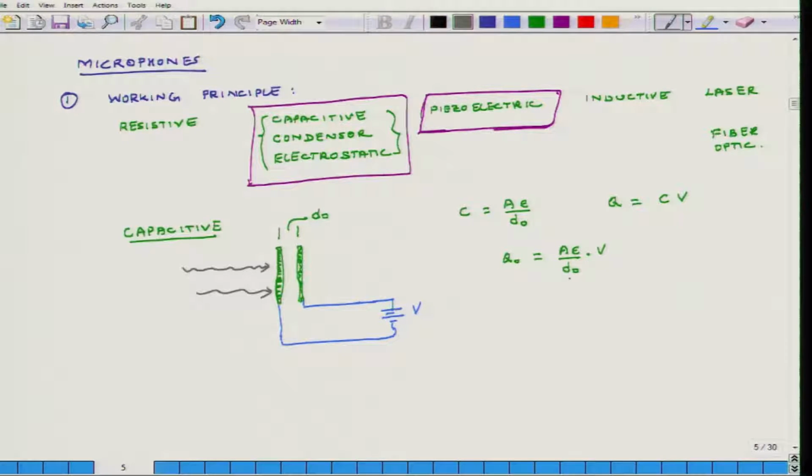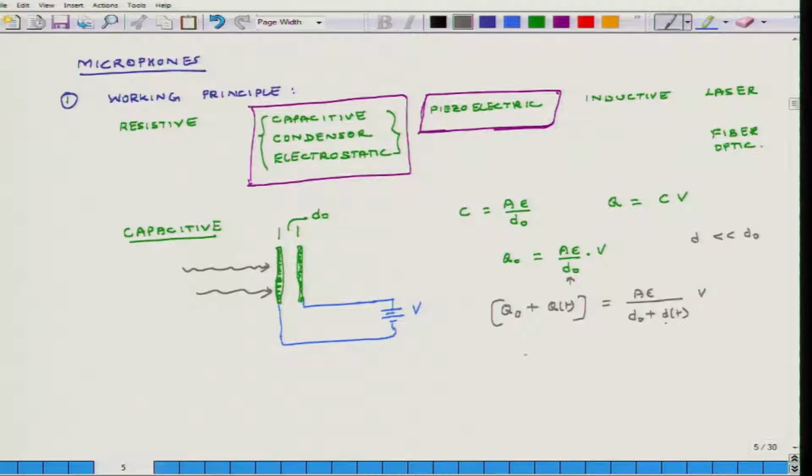So this d naught is the initial distance. This changes. Okay. So because of this, there is Q naught plus some additional charge. Let us call this qt. This is there, and that is because of d naught plus change in the distance between these two plates. Let us call that dt, and this change is very small compared to d naught.